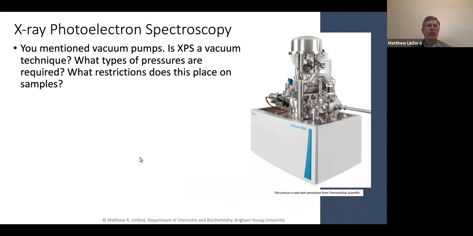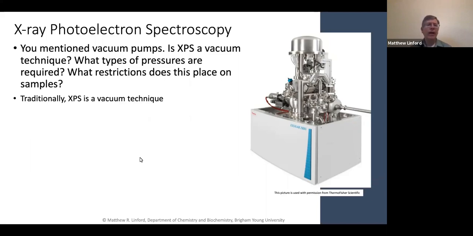Okay, so let's see. You mentioned vacuum pumps. Is XPS a vacuum technique? What types of pressures are required and what restrictions does this place on samples? Those might be questions that came up in your mind as you heard about XPS so far.